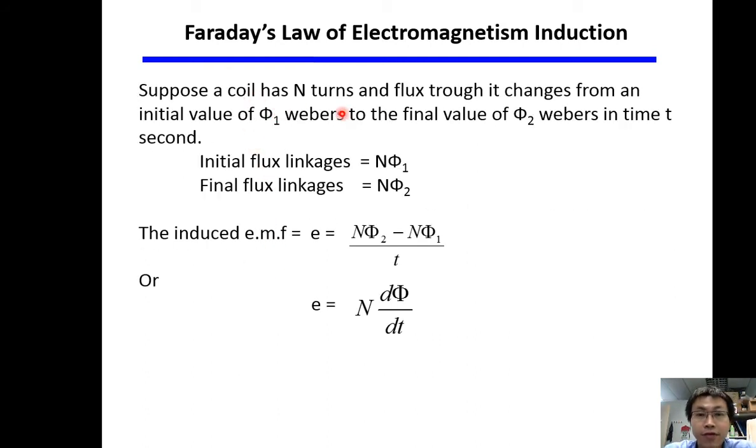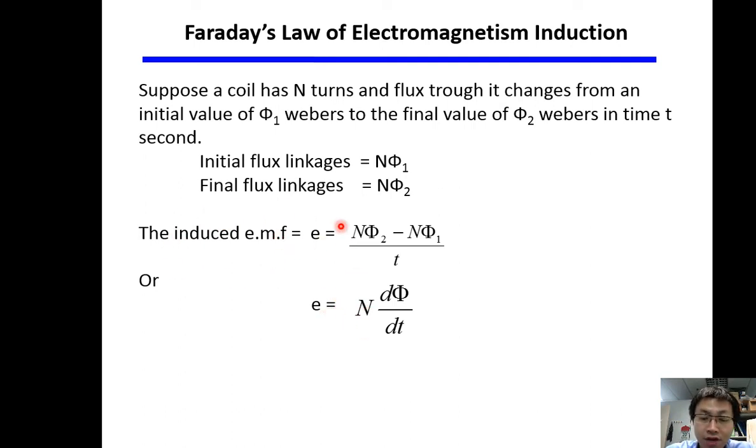Suppose a coil has N turns and the flux through it changes from an initial value of phi 1 Webers to a final value of phi 2 Webers in a time of t seconds. The initial flux linkages we assume is N phi 1, then the final flux linkages will be N phi 2. So there's a change within that time period. Then we put it in this equation, and it will be the induced EMF.